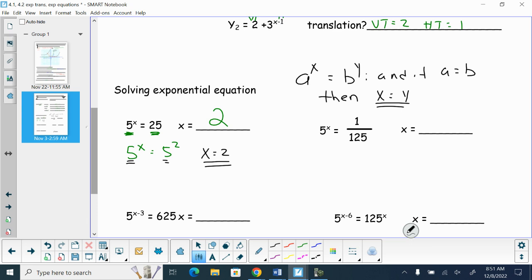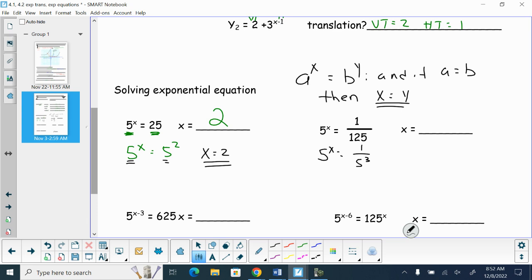So if I look at 5 to the x is equal to 1 over 125. Let's just take this slow here, and let's take a look at 125. How can I rewrite 125 as a base of 5? 5 to what power? 3rd power. So I have 5 to the x is equal to 1 over 5 cubed. But I'm still not in this form where I have this is equal to this. But I have 1 over 5 to the 3rd power.